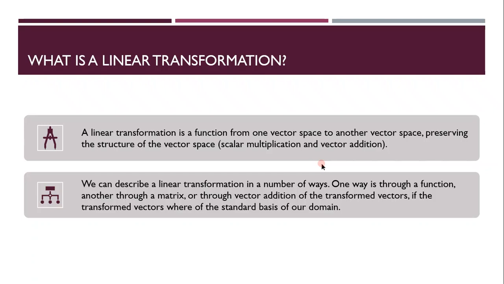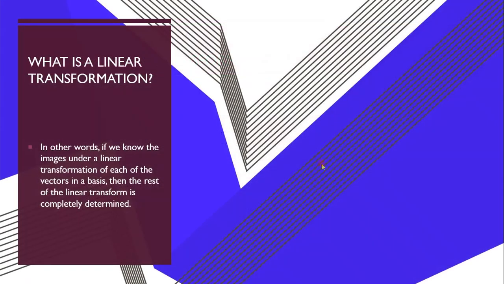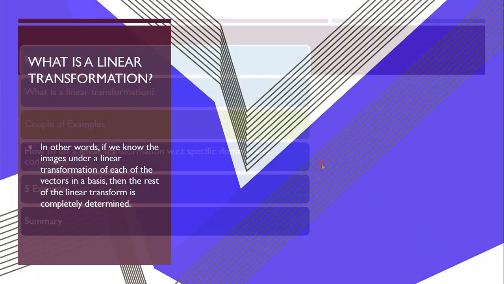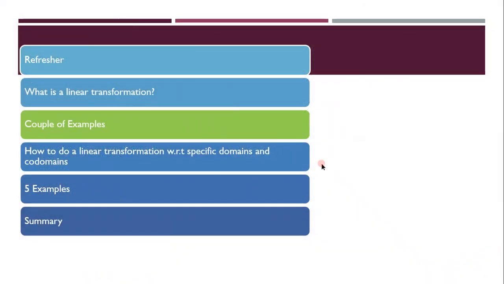We can also describe a linear transformation a number of ways. One way is through a function, another through a matrix, or through vector addition of the transformed vectors, if the transformed vectors were of the standard basis of our domain. So in other words, if we know the images under a linear transformation of each of the vectors in a basis, then the rest of the linear transformation is completely determined. So let's do a couple of examples.